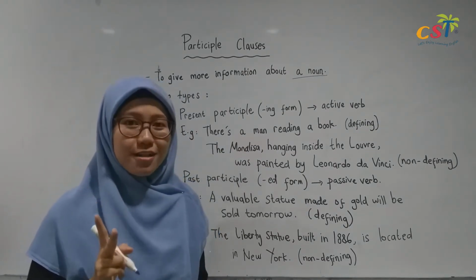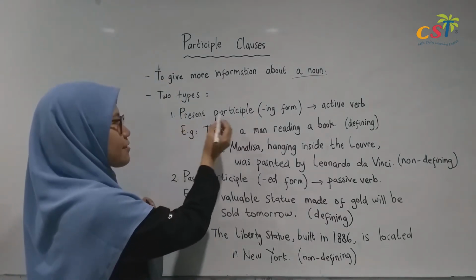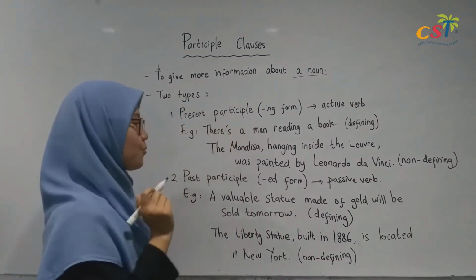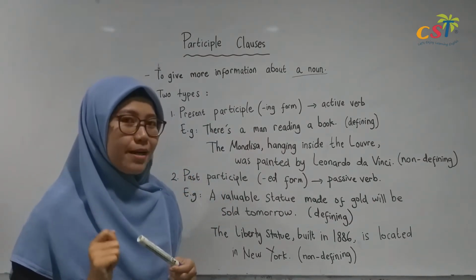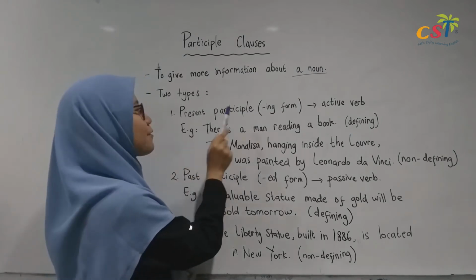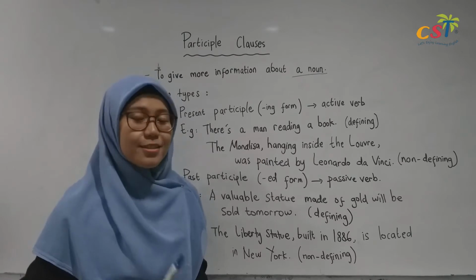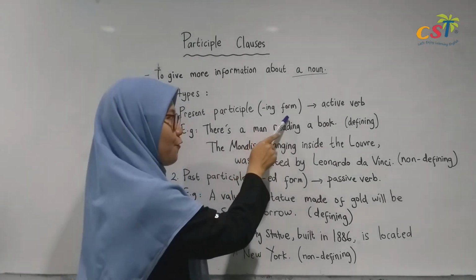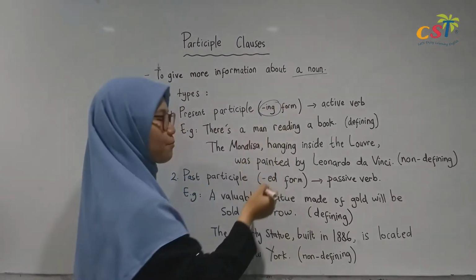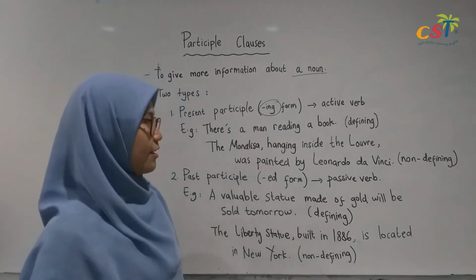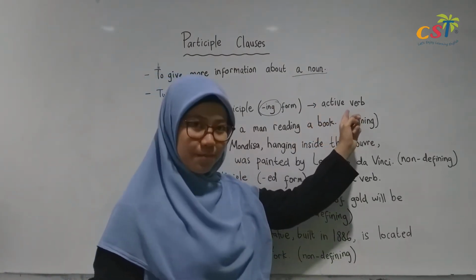There are two types of participle clauses. The first one is present participle, and the second one is past participle. I will explain one by one, starting from the present participle clauses. In the present participle clauses, we use the ing form. Remember, the clue is the ing form of the verb. Why? Because it is used to replace an active verb.